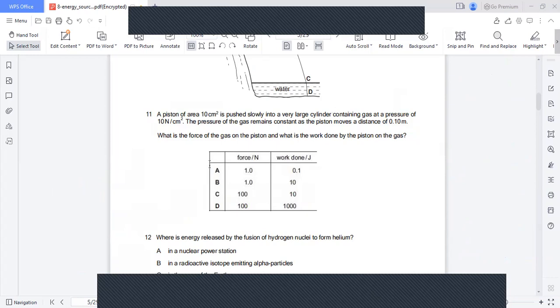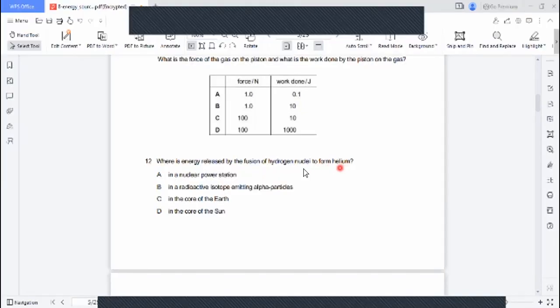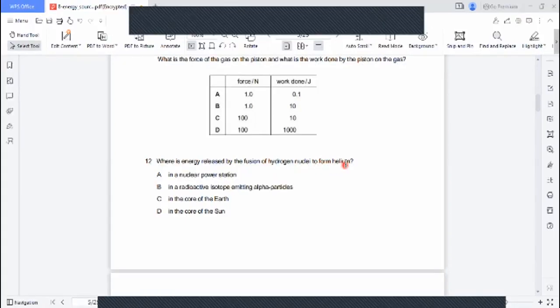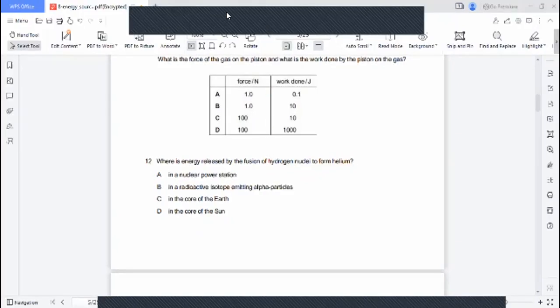Number 12. Where is the energy released by the fusion of hydrogen nuclei in the form of helium? So we know that for the fusion process, fusion of hydrogen can take place only when there is a high amount of energy available. So high amount of energy cannot be produced simply in a lab. Previously, a few months ago, it was made possible in China through some fusion process in a lab, like a plasma experiment, but the real lab is the lab of stars.